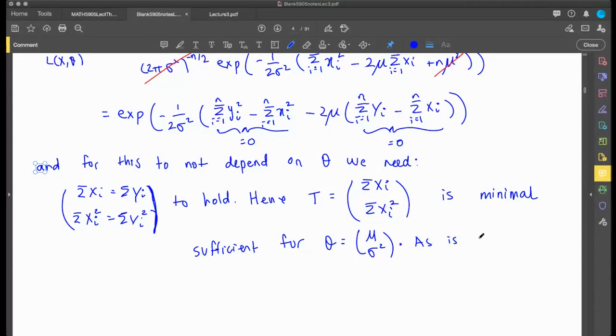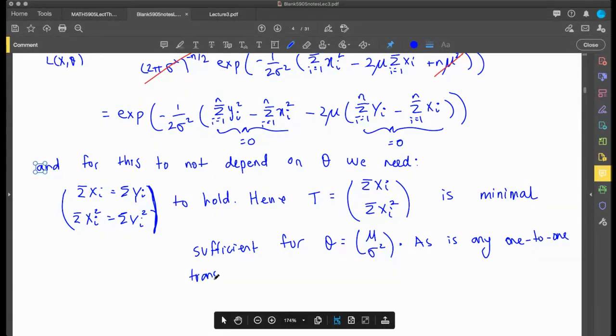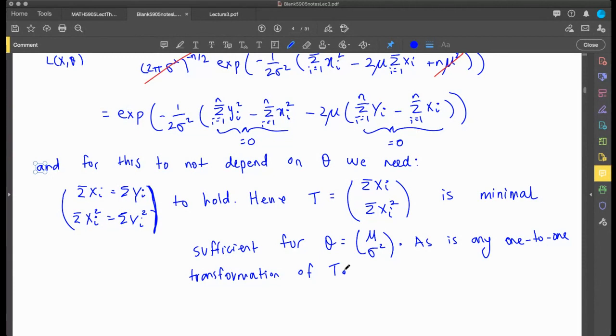And of course, as I said previously, as is any one-to-one transformation of t. Again, minimal sufficient statistics are not unique. We saw a previous one looking at x bar and the sum of xi minus x bar squared. Well, that's also minimal sufficient because it's also of dimension 2, so it has the same dimension. We know it's sufficient, so it must also be minimal sufficient. All right, any questions on that exercise?